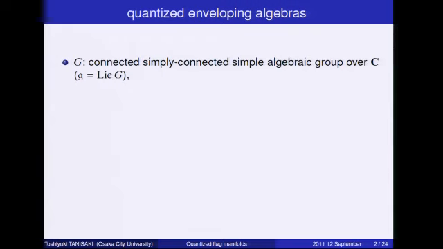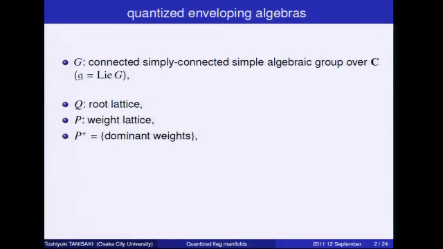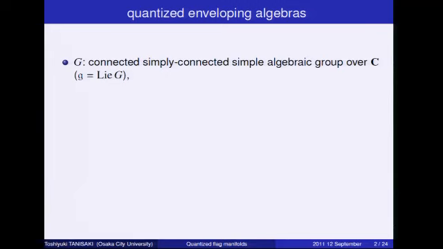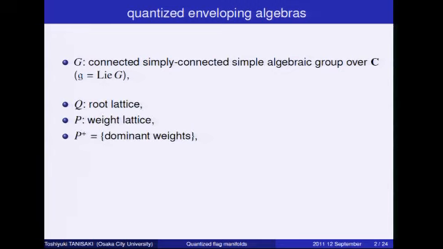So I first fix some notation. G is a connected, simple algebraic group, and Lie algebra g is the Lie algebra. I use some standard notation. Q is the root lattice, and P is the weight lattice. P plus is the set of dominant weights.